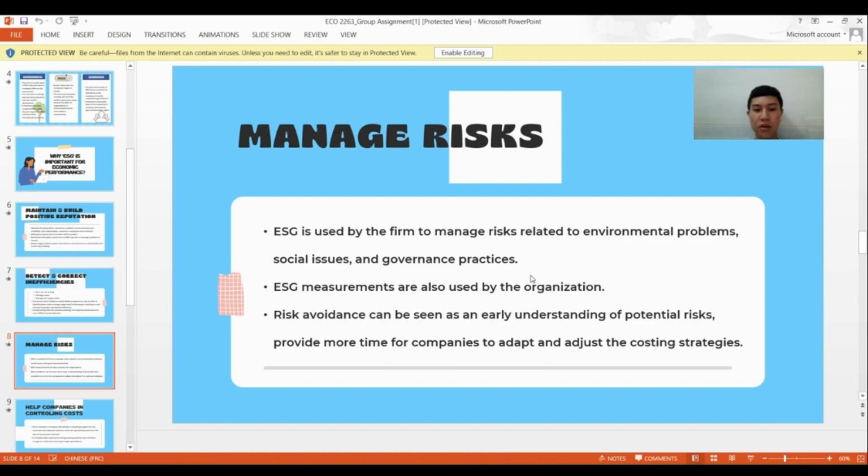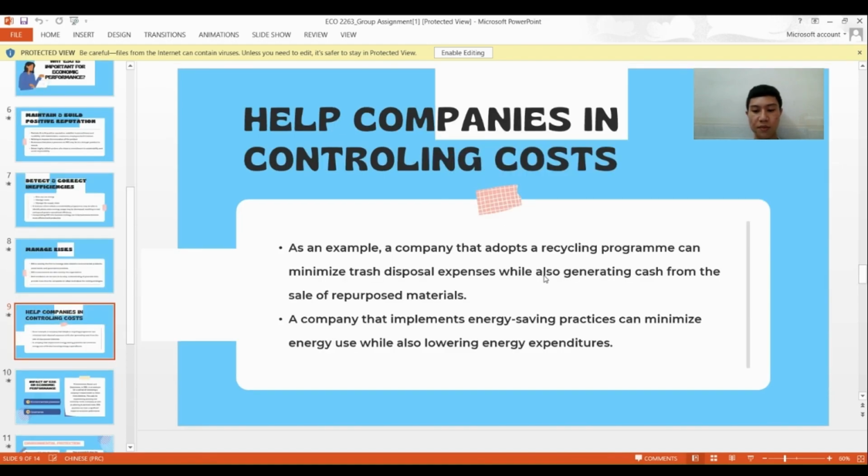So risk avoidance can be seen as an early understanding of potential risks, providing more time for companies to adapt and adjust their costing strategies. The last part is helping companies control costs. As an example, a company that adopts a recycling program can minimize trash disposal expenses while also generating cash from the sales of repurposed materials. A company that implements energy saving practices can minimize energy use while also lowering energy expenditure.